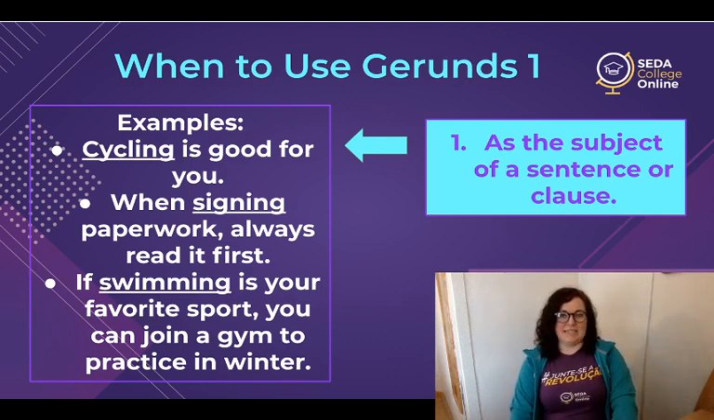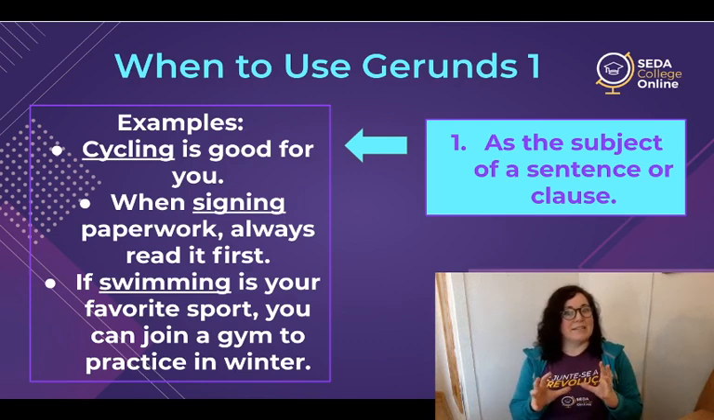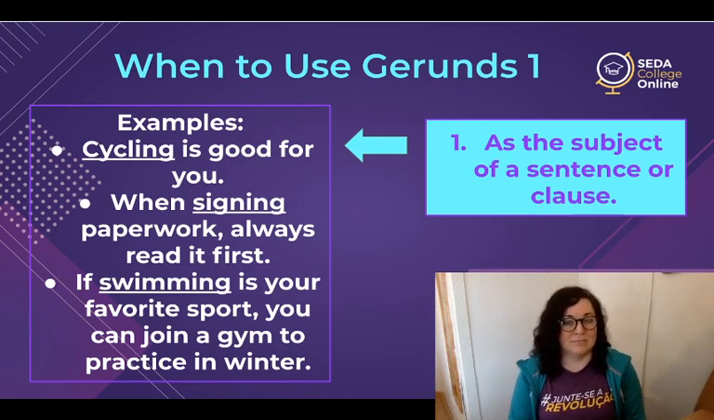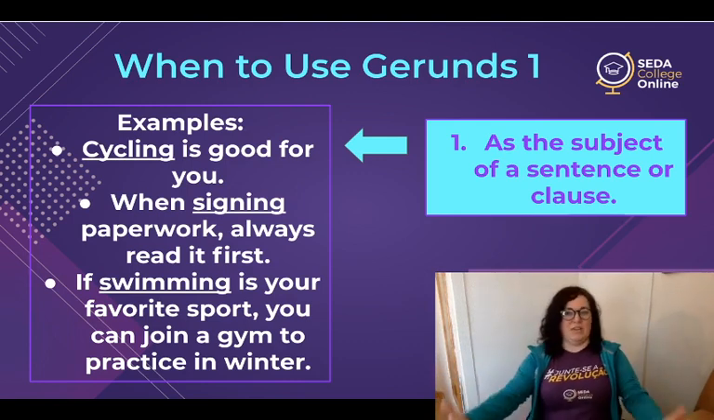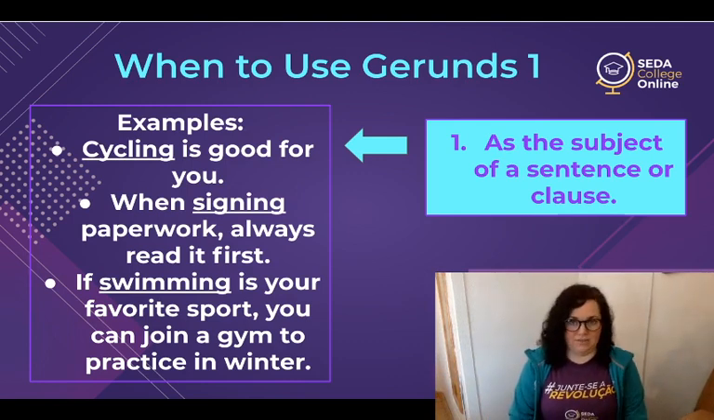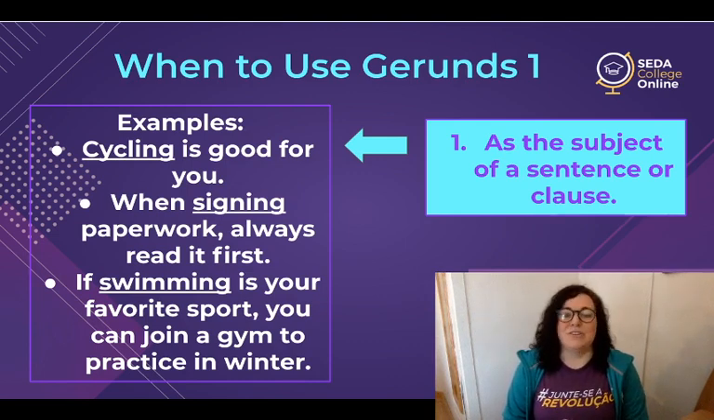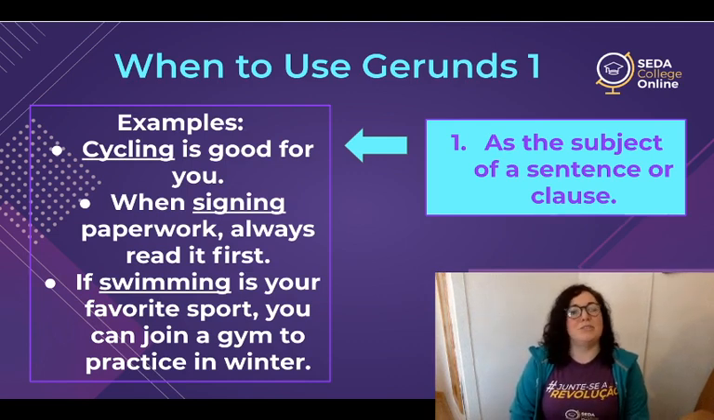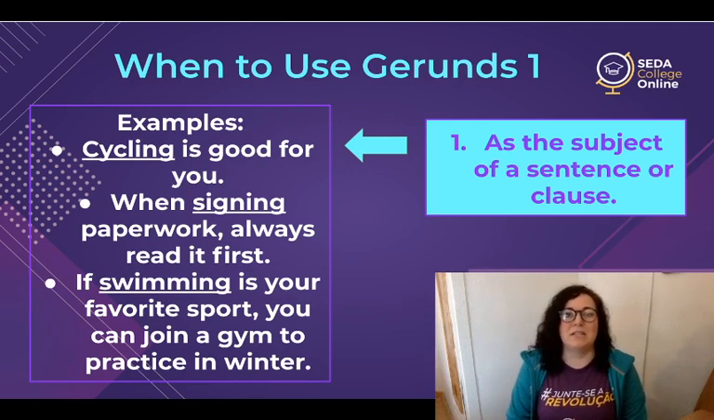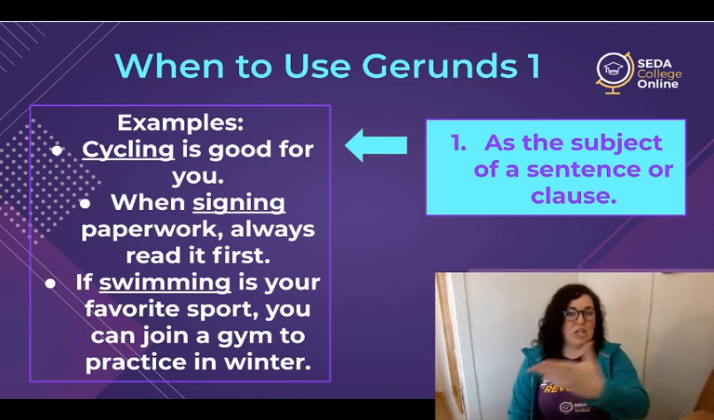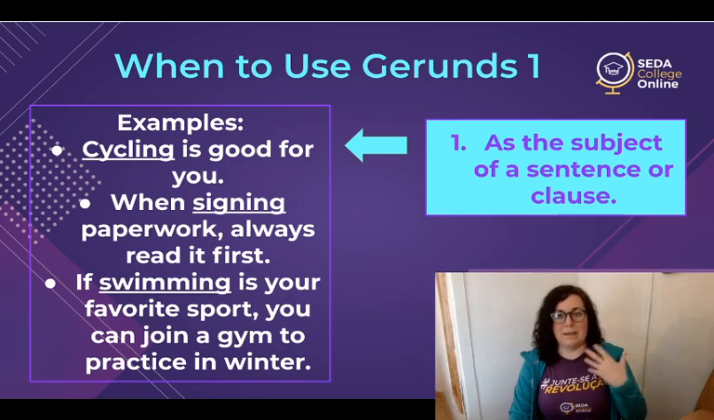Next one, the next example. The main subject is swimming. Swimming, the sport of swimming, or the exercise or the enjoyable activity of swimming. If swimming is your favorite sport, you can join a gym to practice in winter. A lot of gyms have pools, so great. You can practice all year round. Swimming is the subject. We don't know who is doing it. We're just saying you in general. We don't know when it's happening, and that's not important, because we're talking about swimming in general.